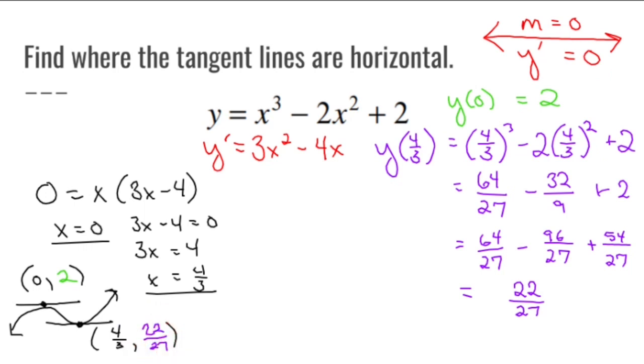There they are. Let me rewrite them out in a color I haven't used yet. Where are these tangent lines horizontal? 0, 2, and 4/3, 22 over 27. There you have it. Now you know exactly what to do.